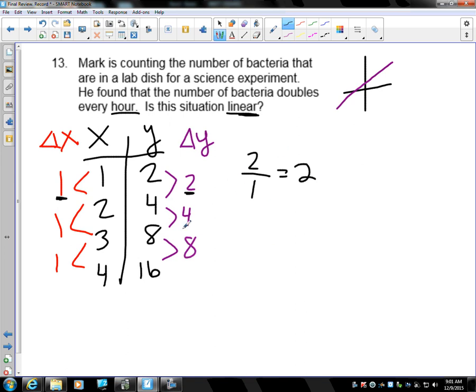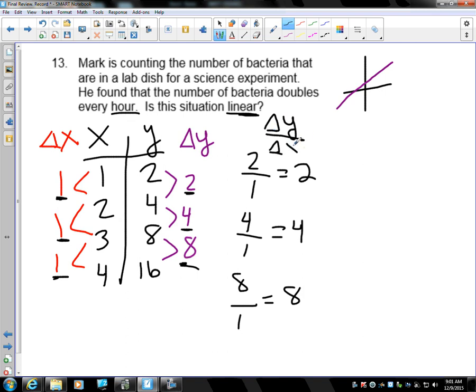And let's look at our second pair. My second delta y is 4, divided by my second delta x, which is 1. And 4 divided by 1 is 4. My third pair, my third delta y is 8. So 8 divided by my third delta x, which is 1, is 8. And let me write this here: delta y divided by delta x. That's what we did here.